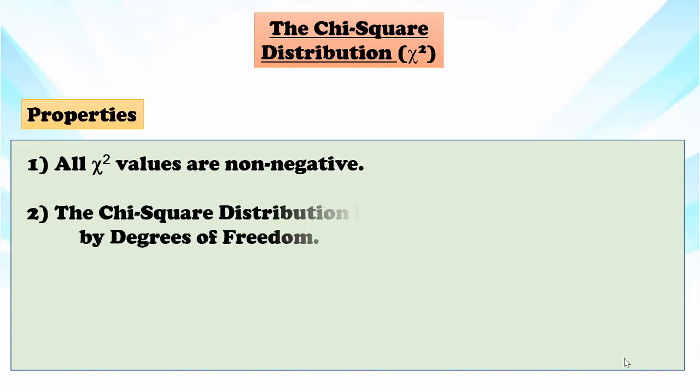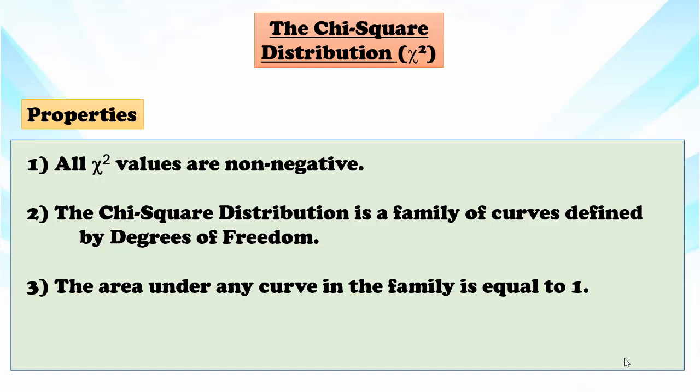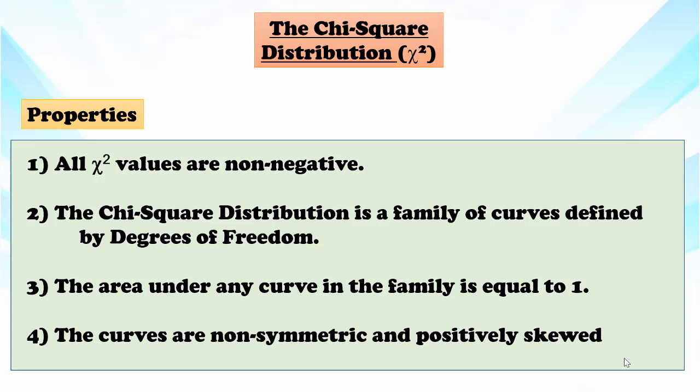Similar to the t distribution, the chi-square distribution is a family of curves defined by degrees of freedom, right? So it's not just one single curve, it's multiple curves, all depending really on the sample size, because the sample size is how we define the degrees of freedom. Just like the other distributions we've seen, the area under any curve in the family is equal to 1. But unlike the other curves we've seen, this chi-square distribution is non-symmetric and it's positively skewed. Another way to think of positively skewed is it's a skewed right distribution. That means it has a tail that goes off to the right.